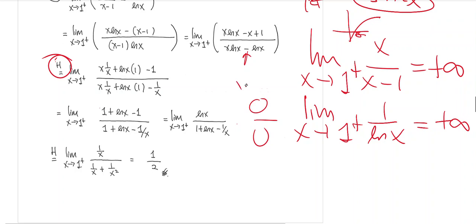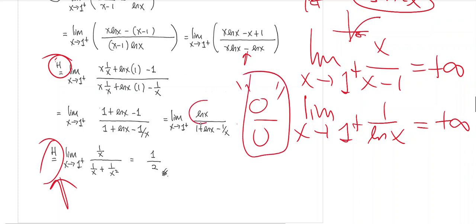Well, it's still 0 over 0. L'Hopital rule still applies, so let's just do one more L'Hopital rule, because you can actually do it, right? Take the log x, differentiate it: it's 1 over x. Take the 1, differentiate it: 0. Log x differentiates to 1 over x. Minus 1 over x differentiates to 1 over x squared. And see whether or not this time you can evaluate the limits.